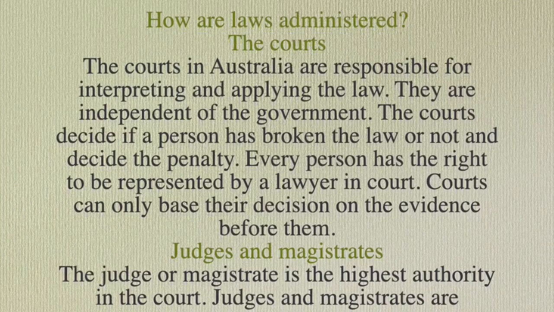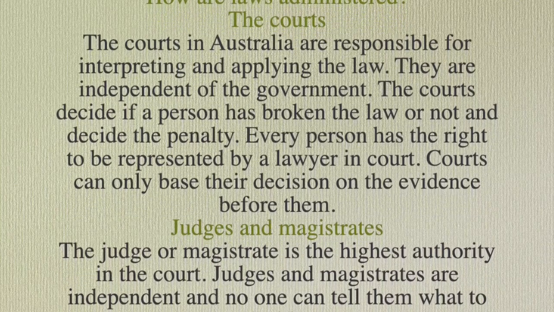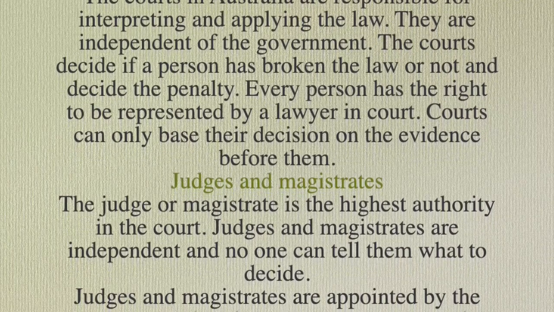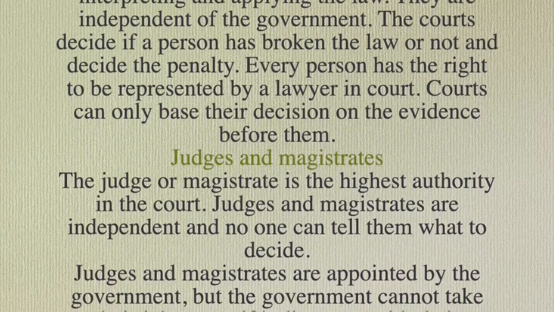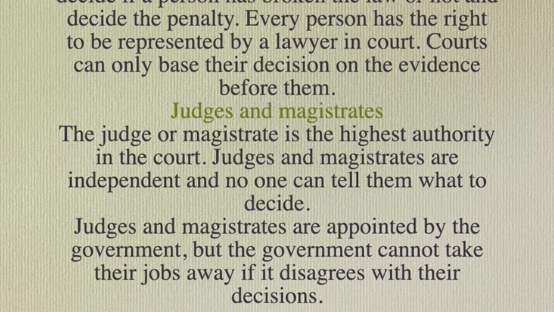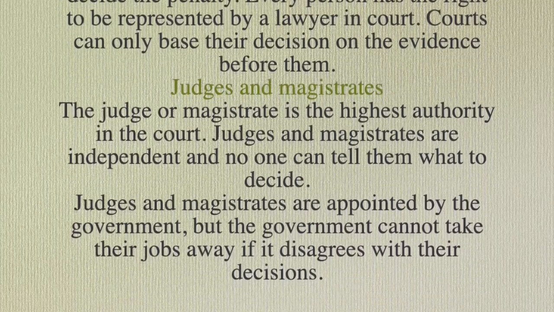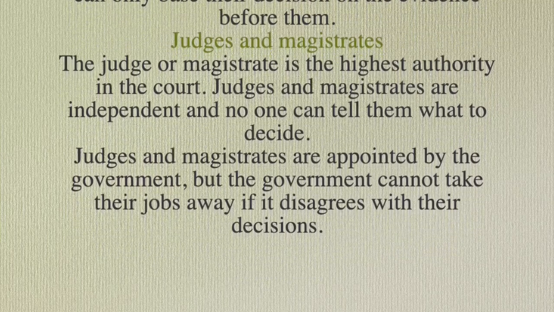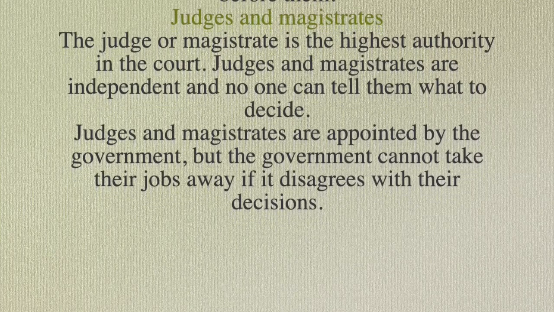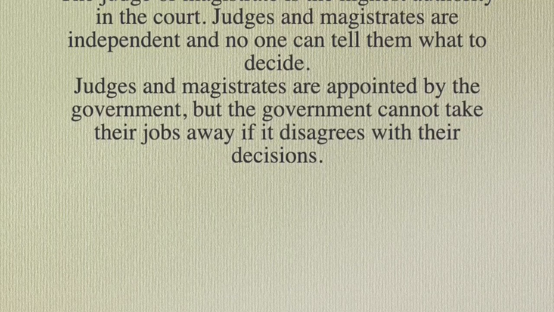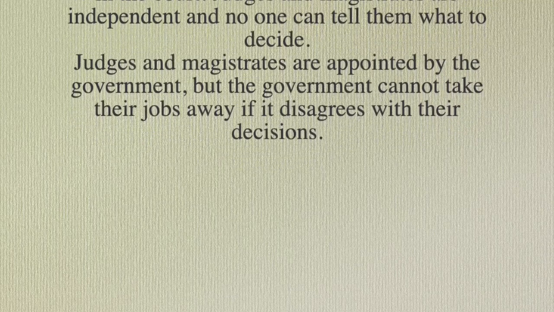Now we see how the laws are administered. The courts in Australia are responsible for interpreting and applying the law, and they are independent of the government. The courts decide if a person has broken the law or not and decide the penalty. A person also has the right to be represented by a lawyer in court.